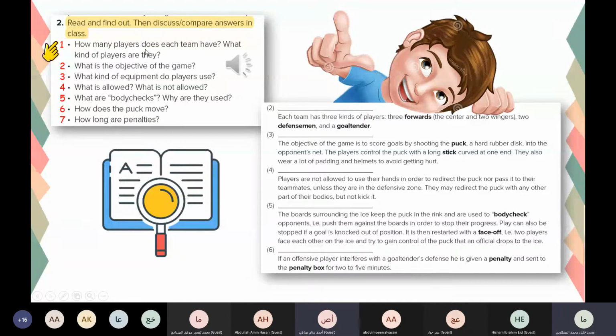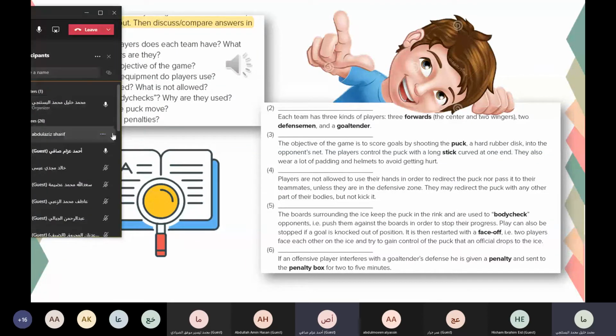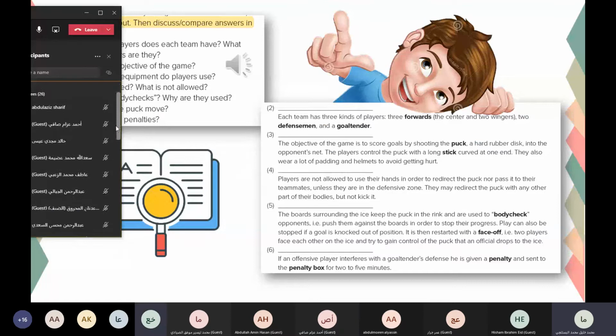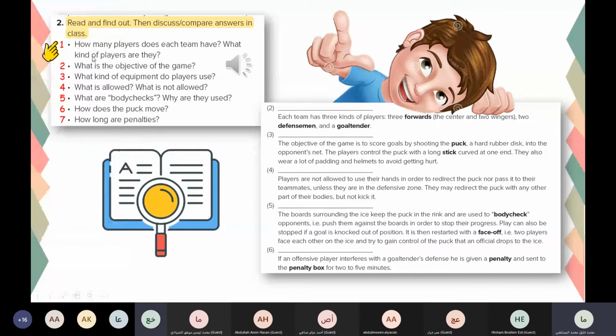Okay. How many players does each team have? And what kind of players are they? Good. The second question, Khalid Majdi. Read the second question. What is the objective of the game? Good. What is the objective of the game? Thank you.